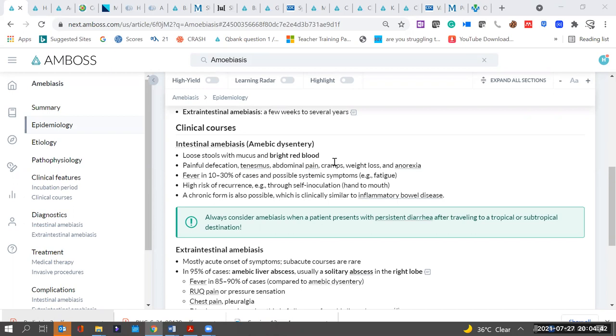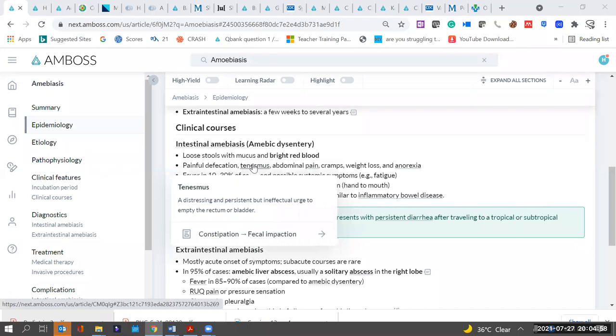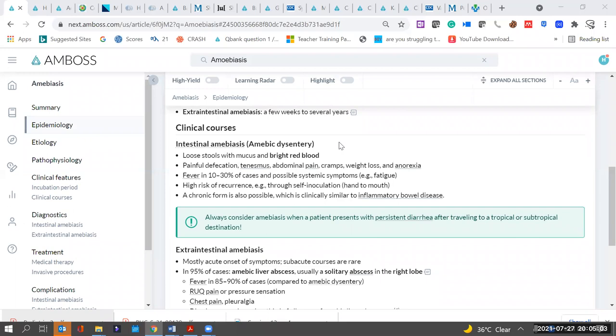Tenesmus is what? Tenesmus is a feeling, an urge, when the person is trying to defecate and is always having a feeling that the rectum is full. But once he keeps on defecating, he will not be able to do that. So that is tenesmus. The definition is a distressing and persistent but ineffectual urge to empty the rectum or bladder. He continuously tries again and again, but he's not able to. He's having a feeling that he wants to defecate. Abdominal pain is there, cramping is there, sometimes associated with weight loss and anorexia, loss of appetite.